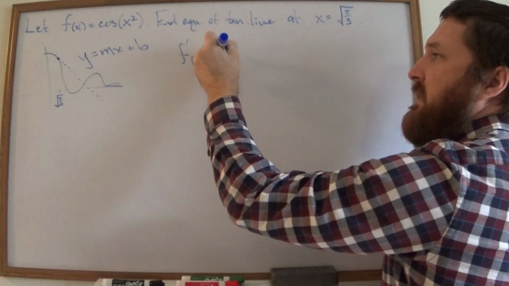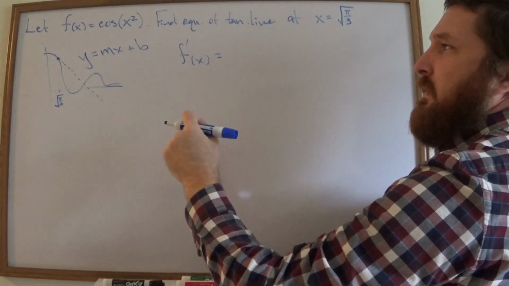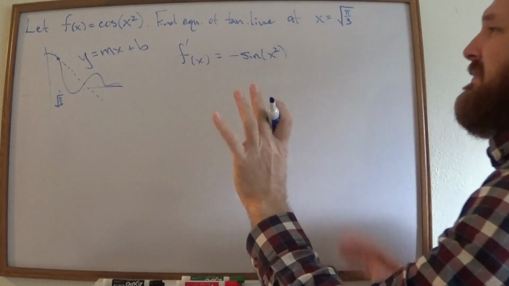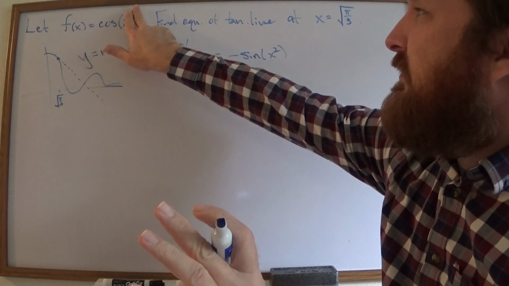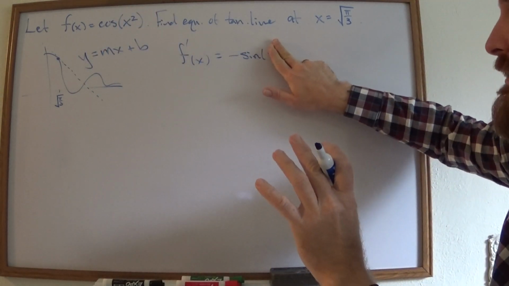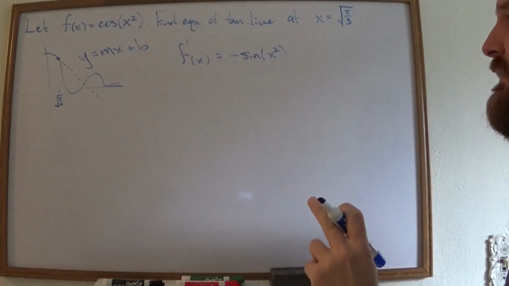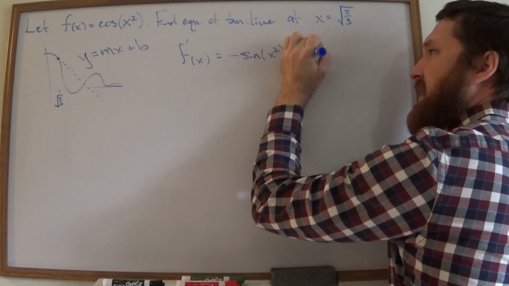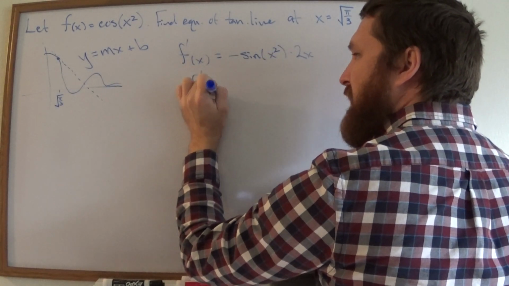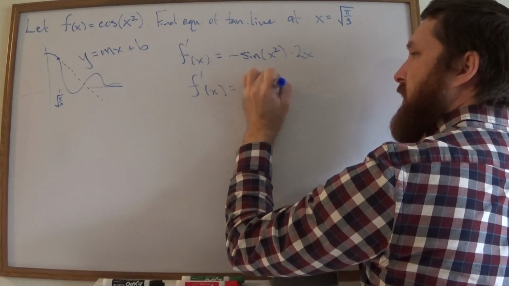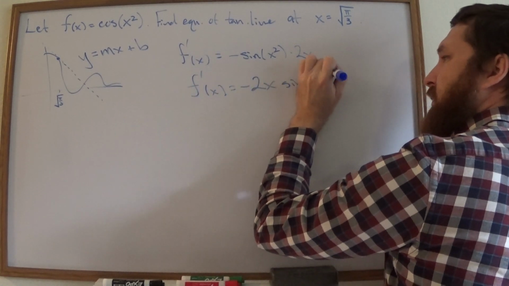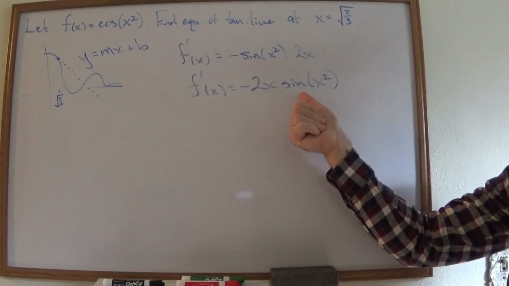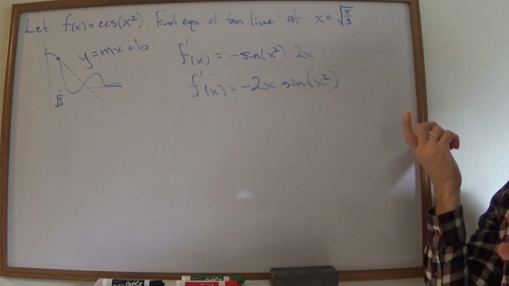So take the derivative of this, and what do we get? Negative sine of x squared. We took the derivative of the outside stuff, which was cosine, and that derivative is negative sine, and we leave the inside stuff alone. Then we multiply by 2x, the derivative of the inside stuff. So our derivative is equal to negative 2x sine x squared. I'm almost always going to clean it up that way, where I put all the constants out in front of sine. Sine and cosine will be the last things that I write. That's just how it is.